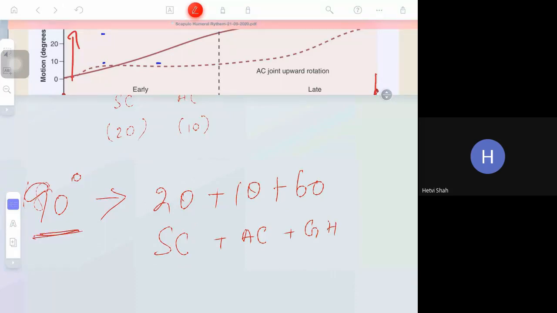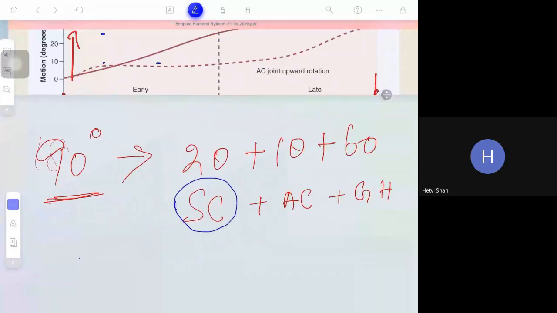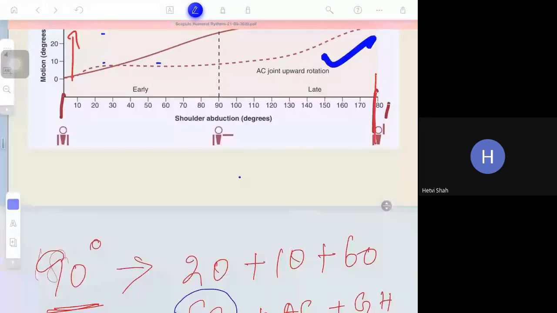Clear? Why is the sternoclavicular range of motion high? Because the axis is passing through the root of the spine, from the costoclavicular ligament anteriorly to the root of the spine posteriorly. Clear? Okay. Now the next 90 degrees of abduction, from 90 degrees to 180 degrees.